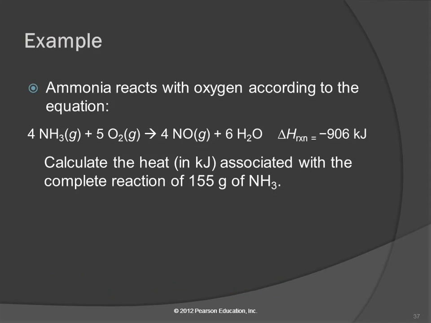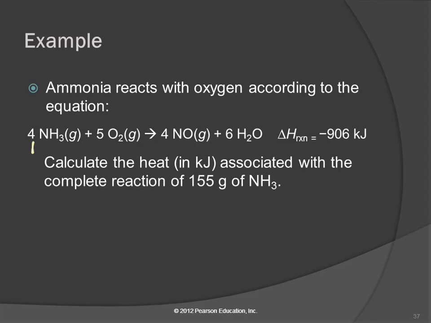Ammonia reacts with oxygen according to the following equation. Let's look at delta H here. Is this an exothermic or endothermic reaction? Exothermic. We can tell that because of this negative 906. So here's our balanced chemical equation. Calculate the heat in kilojoules associated with the complete reaction of 155 grams of NH3. So we're going to use that balanced equation to organize our information here.